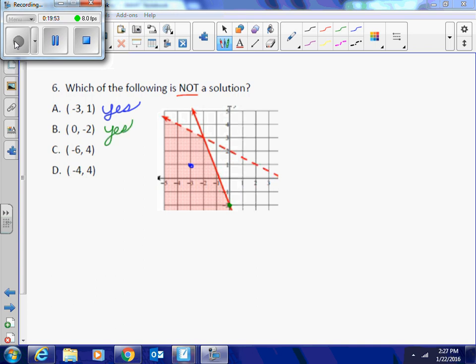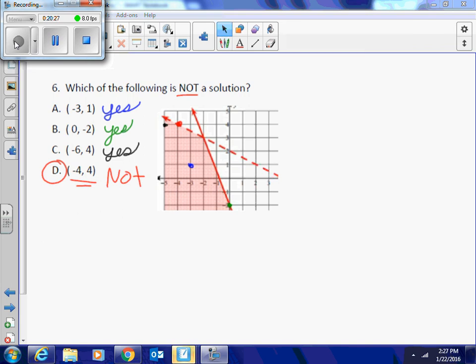Now let's plot the point -6, 4. -6, +4 is right here, and yes, that is within the shaded region. And our final point is -4, 4. -4, +1, 2, 3, 4, right here on the dotted line. Because it's a dotted line, this ordered pair here is not a solution because it was on the dotted line. One more point I'd like to create. Any point on this solid line up here away from the shaded region would also not be a solution.